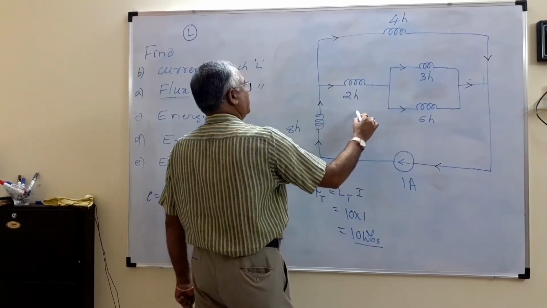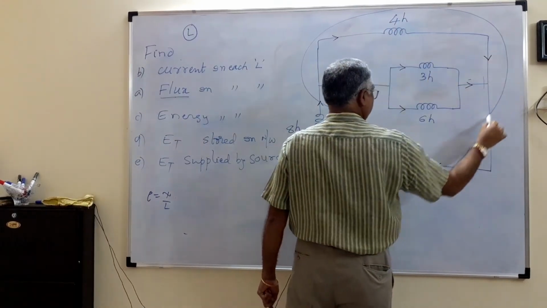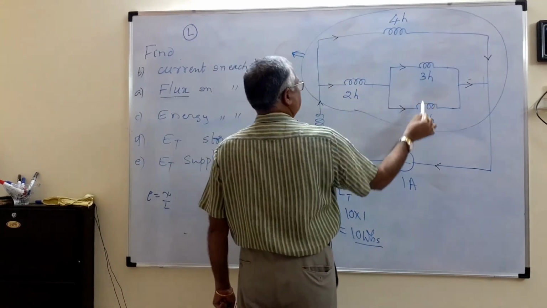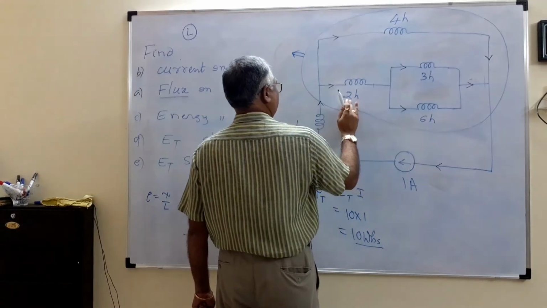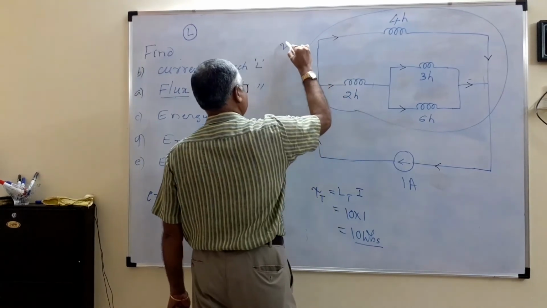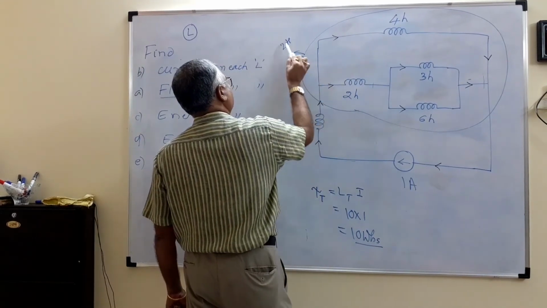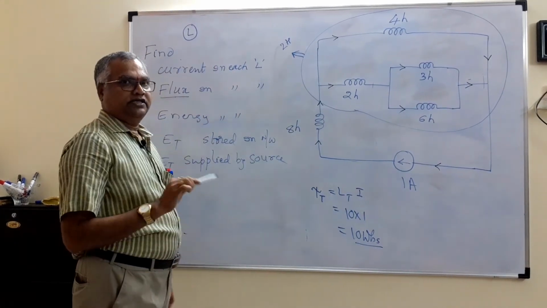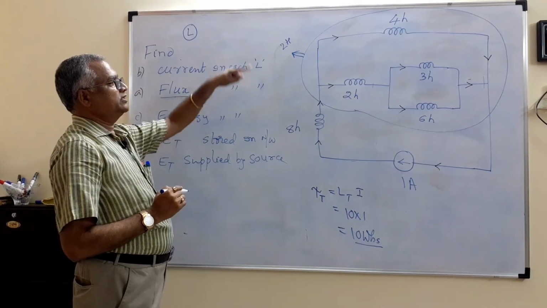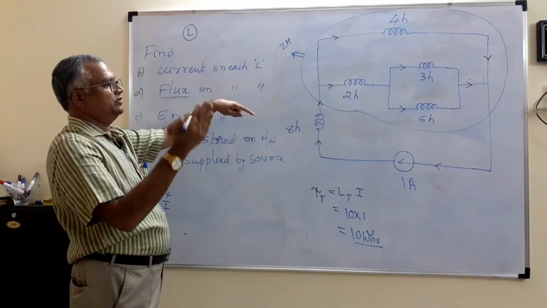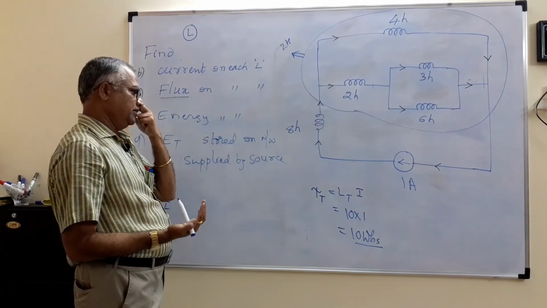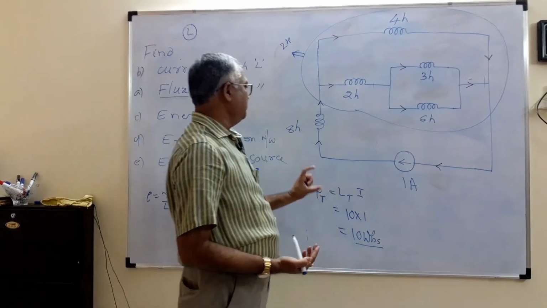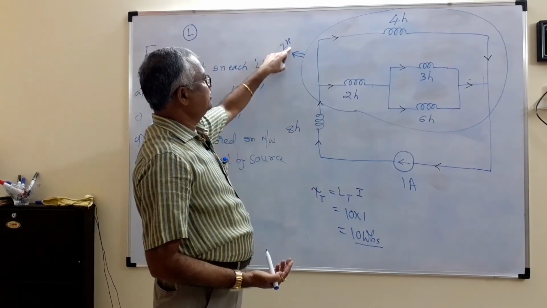Now this network, what is this network equivalent? 3, 6 parallel is 2, 2 plus 2, 4, 4 parallel 4 henries. This is equivalent to 2 Henry, 8 Henry. How are these two connected? They are connected in series. When two inductors are connected in series, what is same? Current is same, but flux is dividing. Which flux is dividing? This 10 Webers divides between 8 Henry and 2 Henry.